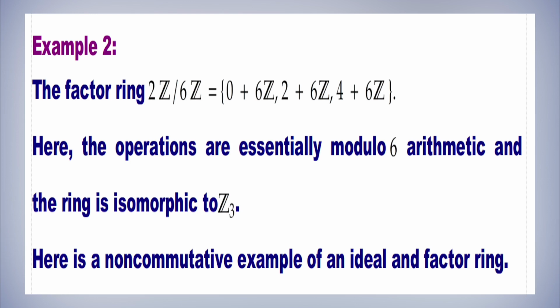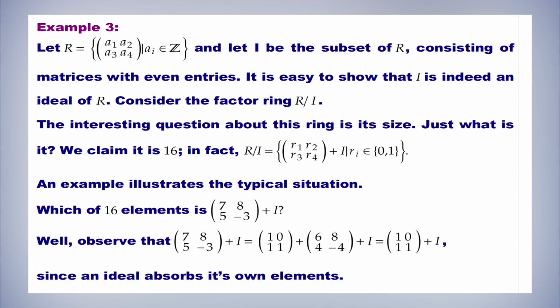Here is a non-commutative example of an ideal and factor ring. Example 3 is, let R be the set of all 2 by 2 matrices with entries a1, a2, a3, a4 such that ai belongs to Z, and let I be the subset of R consisting of matrices with even entries. It is easy to show that I is indeed an ideal of R. Consider the factor ring R/I. The interesting question about this ring is its size. Just what is it?